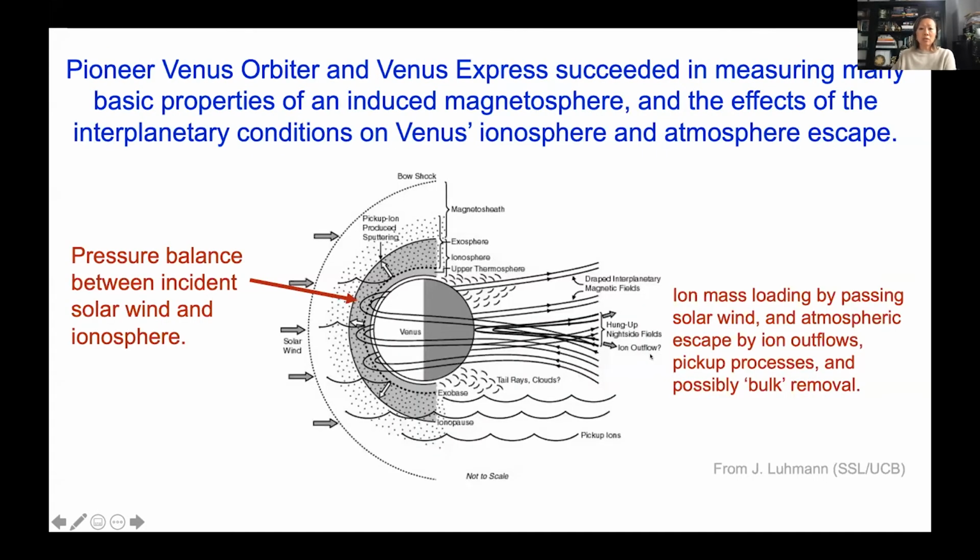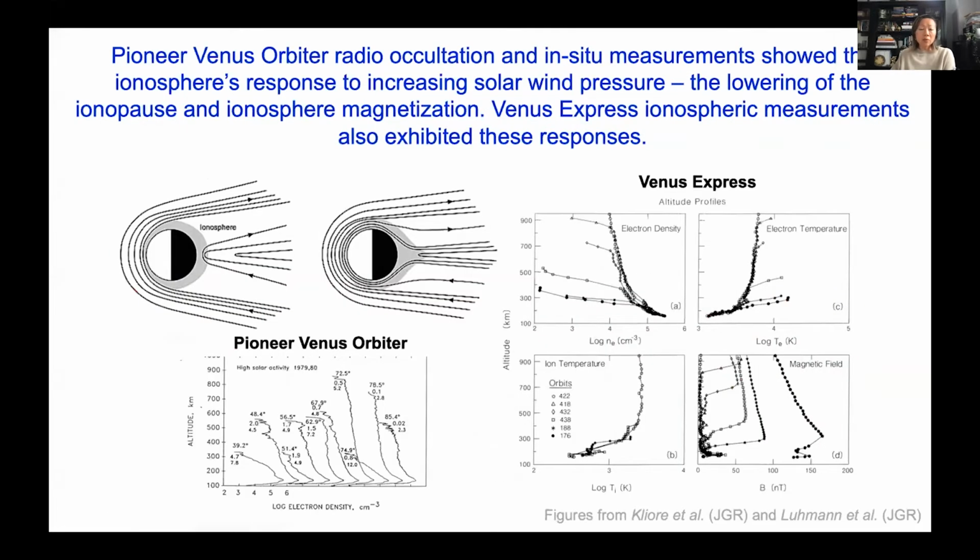Okay, Pioneer Venus Orbiter and Venus Express measured many of the basic properties of the induced magnetosphere of Venus. So like Mars, Venus does not have a global magnetic field, has an induced magnetosphere and a very thick ionosphere. And these two missions study how the interplanetary conditions affect the ionosphere and, of course, affect the atmosphere escape. The PVO radio occultation in situ measurements show the ionosphere response to increasing solar wind pressure, nominally basically the lowering of the ionopause and ionosphere magnetization.